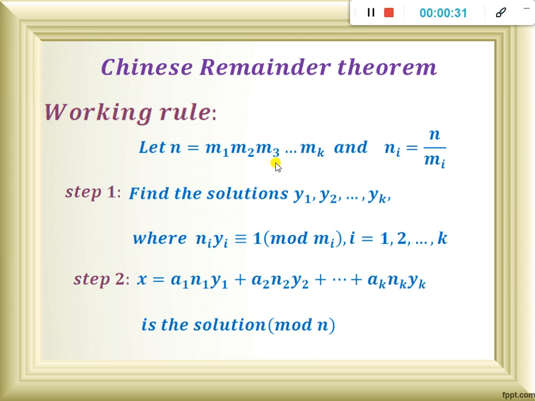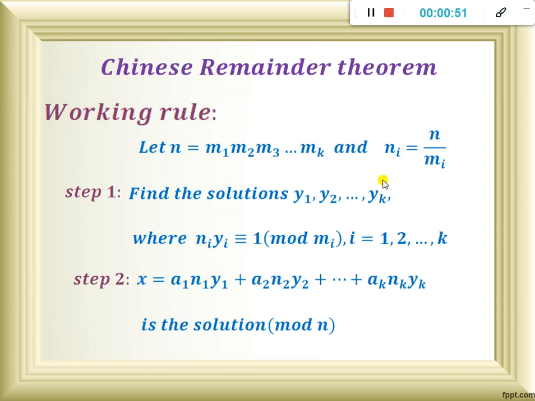Suppose you have only two congruences, we multiply m1, m2. For three, m1, m2, m3. For four, m1, m2, m3, m4. Likewise, we can multiply all the divisors, and through that we can find the n value. And ni is equal to n by mi. This formula is very important.